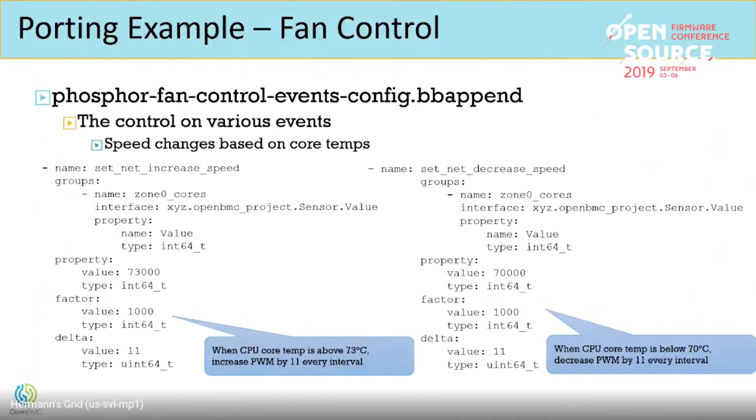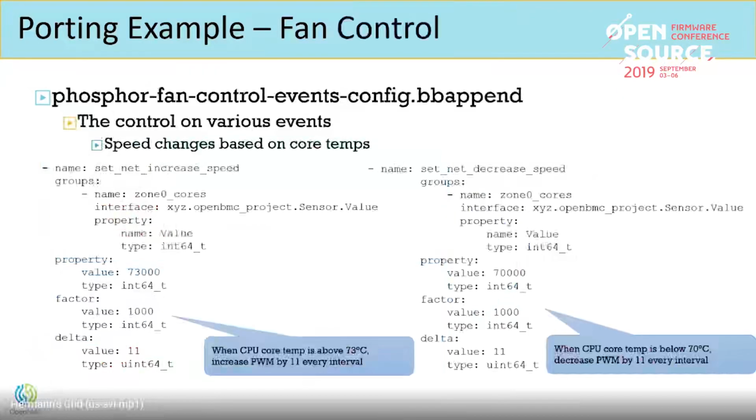The configuration on the right is configured to decrease the speed. When the CPU cores are below 70 degrees, it will decrease the PWM by 11 every 1 second. So this is an example. This whole YAML config is kind of large because it will define other cases like DIMM temperature, and on OpenPOWER systems, it also handles the OCC events.